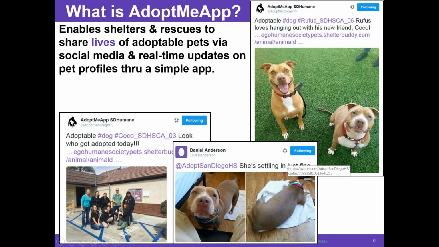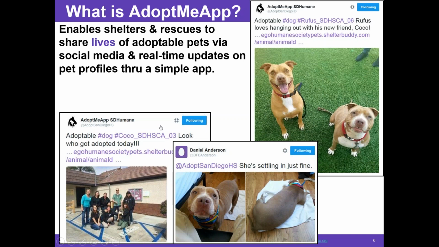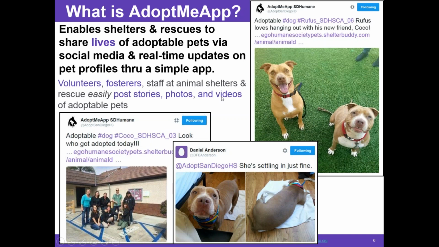So AdoptMeApp enables shelters and rescues to share these lives of adoptable pets with social media through these real-time updates on the pet profiles through a simple app. Oops. Let me go back here. Keep clicking on the... and it's targeted for volunteers and fosters. Staff often uses it, but our goal is not to create more work for the staff, so it's really voluntary for them. Of course, it's voluntary for everybody, but it was made to be really, really easy. We had one person at one shelter actually buy her first smartphone to use AdoptMeApp, and she never asked a single question. She started posting. I think you guys all know how easy it is.